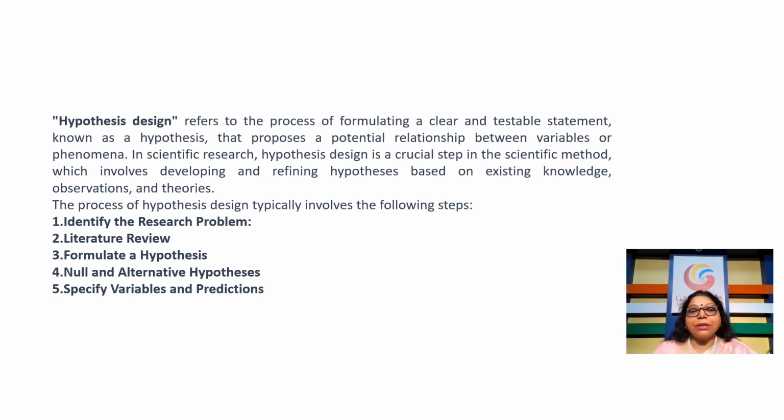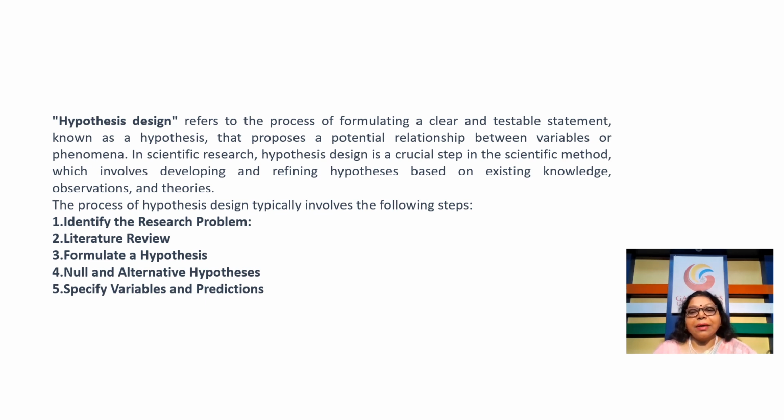Next step is to formulate a hypothesis. So, based on the research problem and the literature review, we can propose a clear and testable statement that will predict a potential relationship between the variables. A hypothesis typically consists of an independent variable, that is the factor which we want to manipulate or measure, and a dependent variable, that is the outcome which we want to measure.